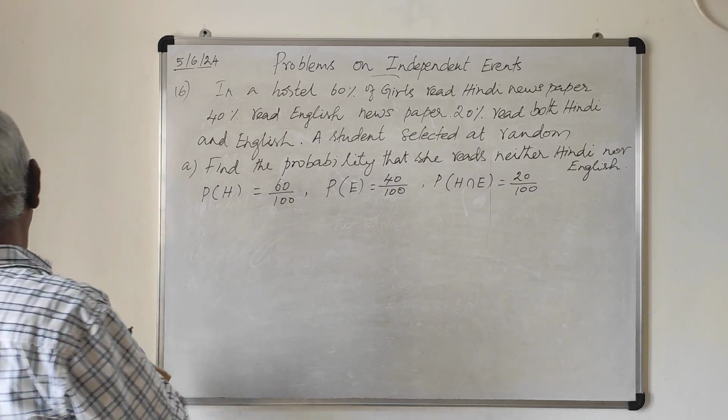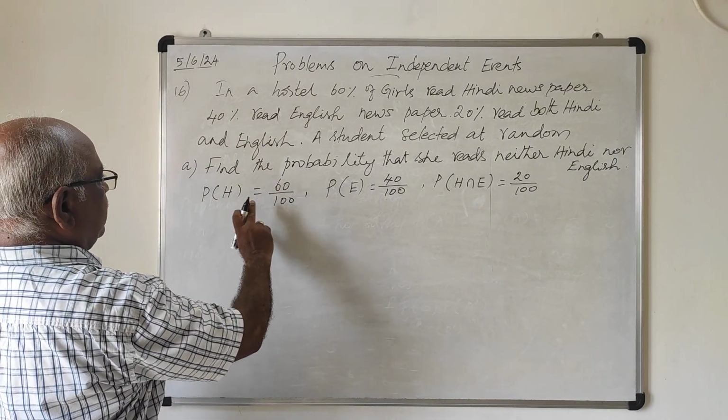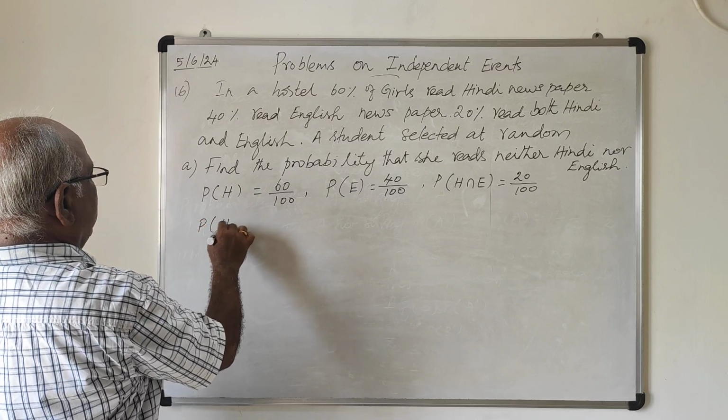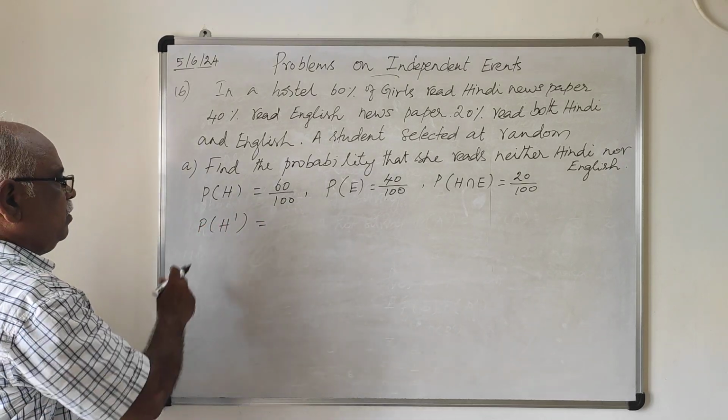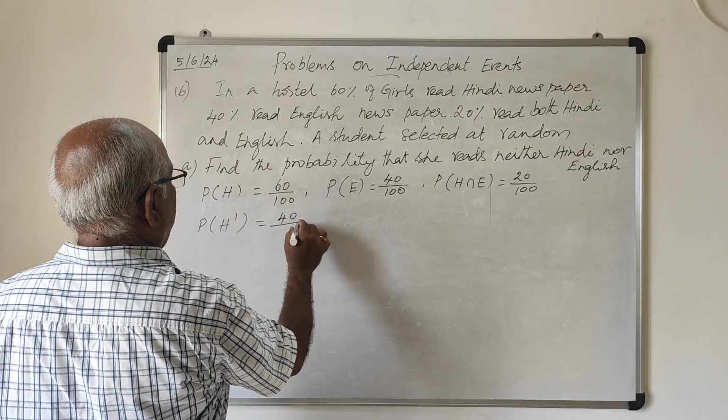So you know that the probability of Hindi reading is 60 by 100, and for the complement event, the probability of girls not reading Hindi, the probability of H dash is 1 minus 60 by 100, that is 40 by 100.